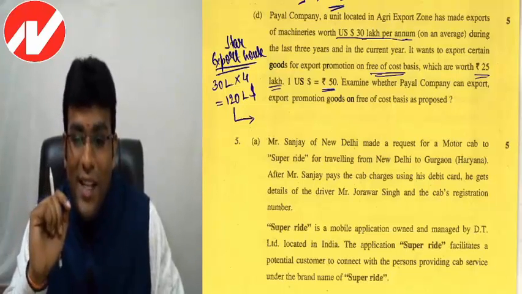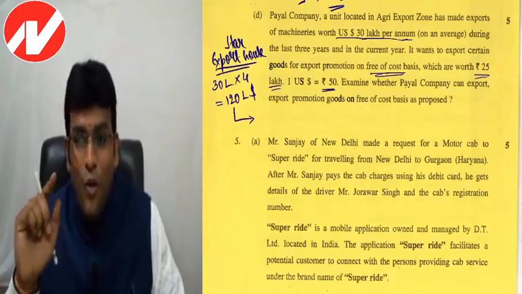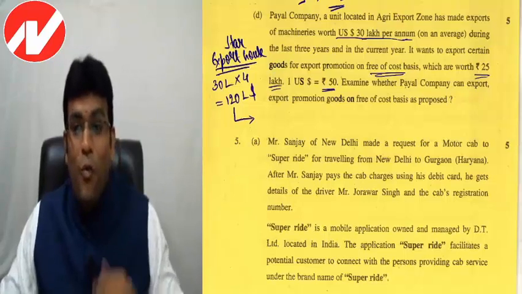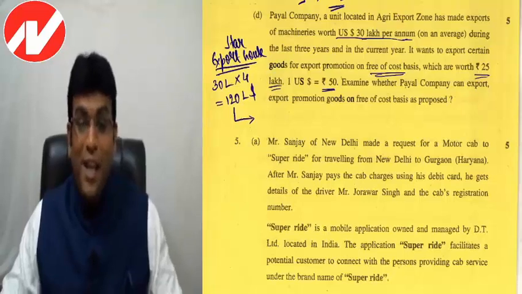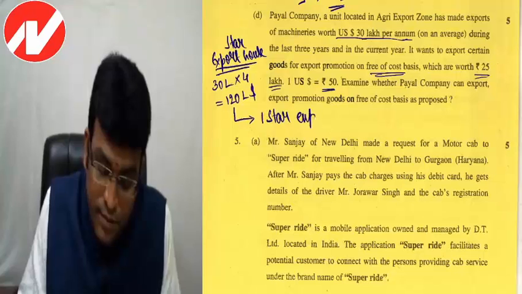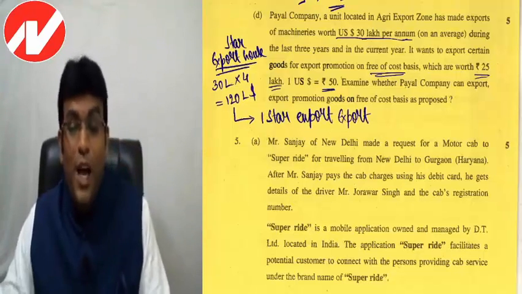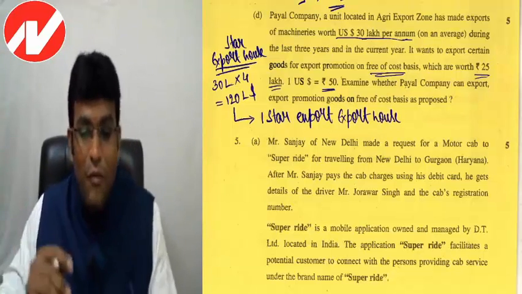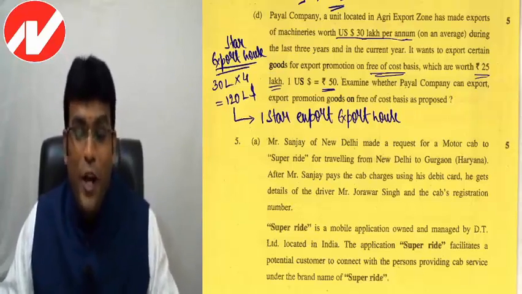US dollar 30 lakhs, right? US dollar 30 lakhs means 30 lakhs into 4 years, which comes to $120 lakhs. When it is $120 lakh, my dear friends, we will definitely call it 1-star export house. When it is 1-star export house, then they can definitely export on free of cost basis.